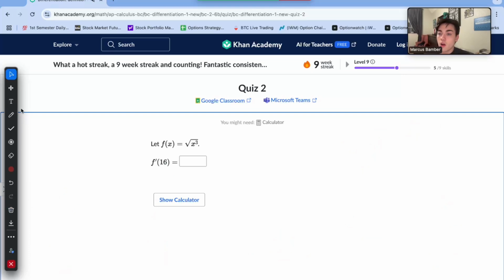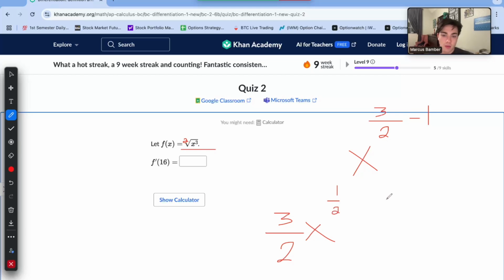Okay, on to the next. We're going to rewrite the square root here as a fractional exponent. Remember, the index is 2, so we can rewrite the square root of x to the power of 3 as x to the power of 3 over 2. And then we're just going to apply the power rule. We're going to move this to the front. So we have 3 over 2 times x, and then we're going to subtract 1, which is x to the power of 1/2, meaning we have 3 over 2 times the square root of x.